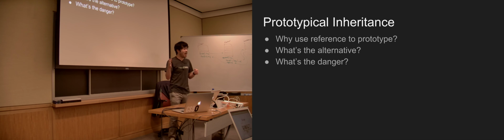So the alternative is what I said. You can just create a whole new object, including all the methods and properties, with every single object that you create. And so that would be memory inefficient. And then what's the danger of keeping a reference to a prototype? Exactly. If you change that prototype, it changes for every instance of that object.